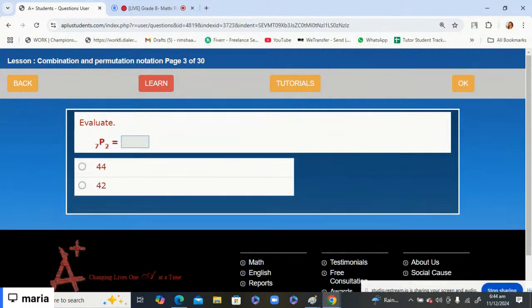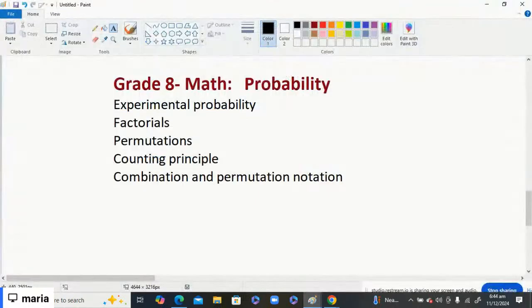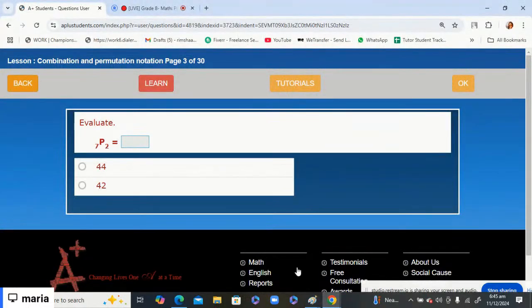All right, hope you get this one. Hope you guys understand this lesson as well. So today we discussed grade 8 maths probability. This is the name of the chapter, and here are the lessons: experimental probability, then factorial, then permutations, then counting principle, and then combination and the permutation notations, the different formulas for that. Before starting the next session, hope you guys practice all these lessons.